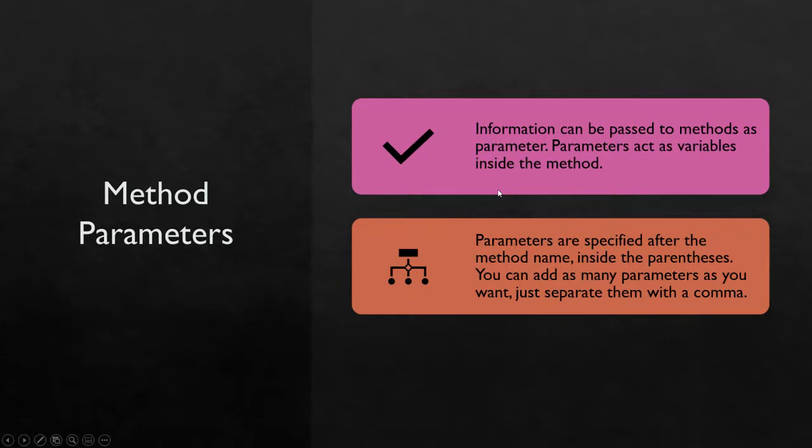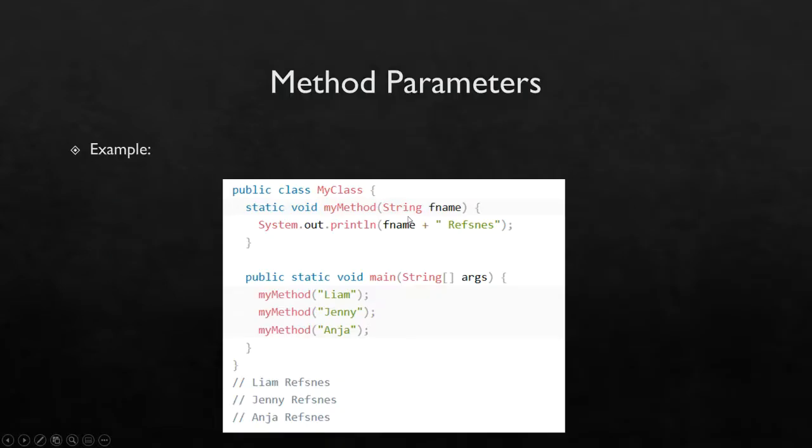So we have here the method parameters. Information can be passed to methods as parameters. Parameters act as variables inside the method. The parameters are specified after the method name inside the parentheses. You can add as many parameters as you want, just separate them with a comma. So, sa loob ng parentheses ng ating method, doon natin ilalagay yung parameters na kailangan natin for the code. So, for example, we have here the example code of a parameter.